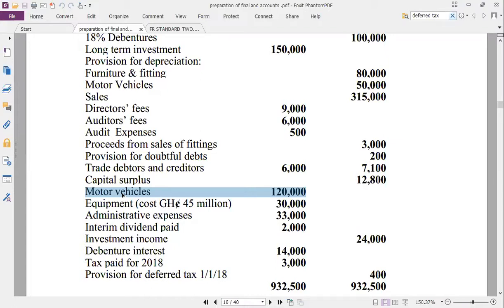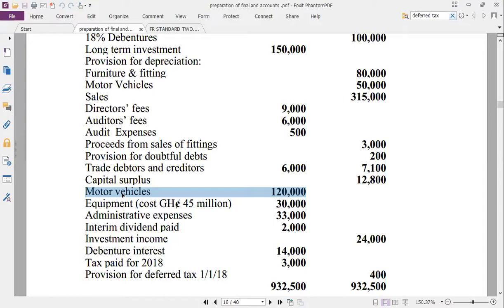Now let's go to equipment. Have you seen that the equipment they've given us cost 45 million in the bracket, right? Good. So therefore 20% on that 45 million will give us 9 million, right? Yes, that'll give us 9 million.